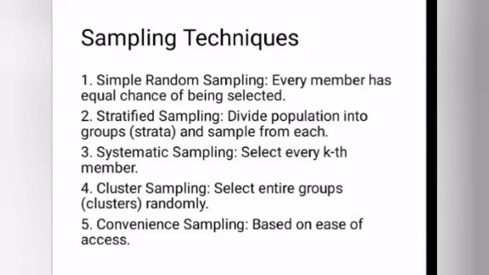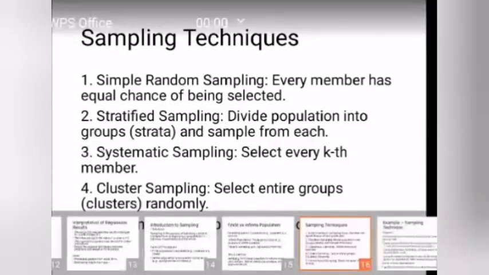Convenience sampling is selecting something based on ease of access. Say there is a group of books there, and you just decide to pick this book because it is the closest to you. So you just took that one. That's based on ease of access. You took it because it was the easiest for you to pick at that moment.